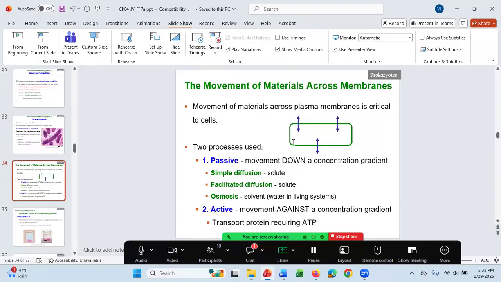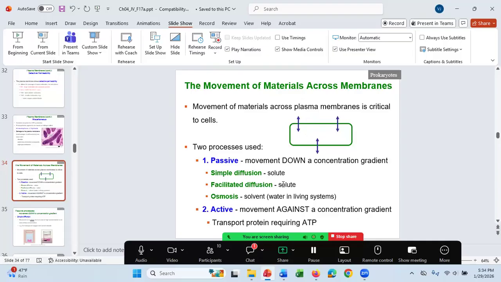Let me state that passive process can happen in three different ways. Simple diffusion, where the solute simply moves down the concentration gradient. An example of that would be oxygen, higher outside the cell than inside the cell. It simply diffuses into the cell. Diffusion can only happen by a solute, a molecule dissolved inside the solvent.